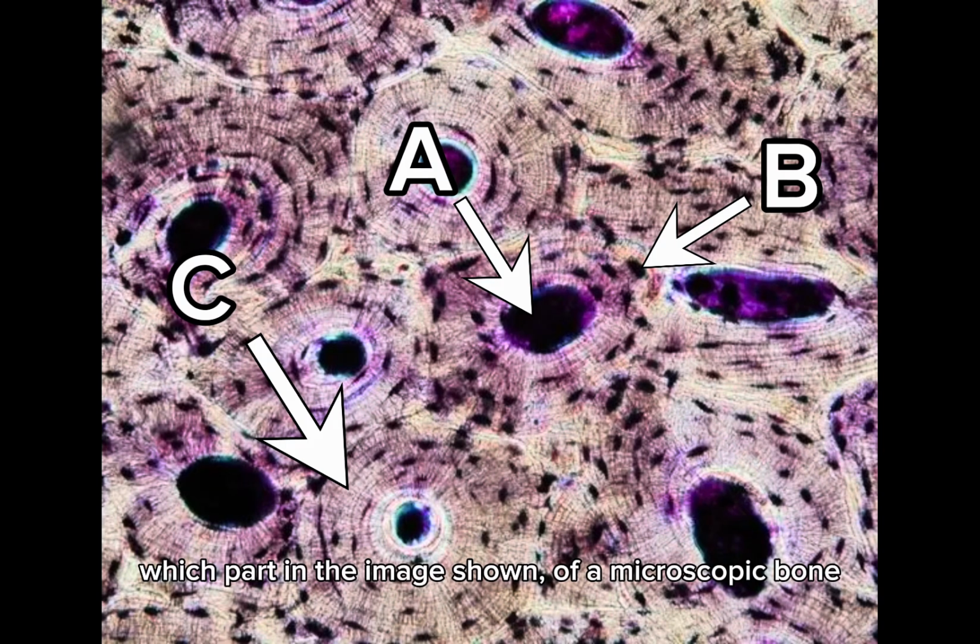Which part in the image shown of a microscopic bone represents osteocytes? If you have chosen B, you are correct.